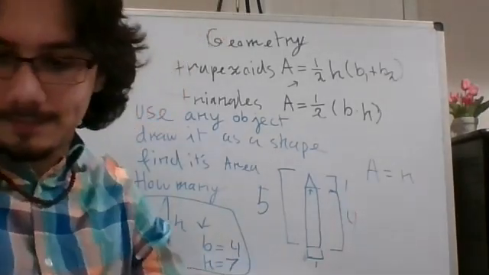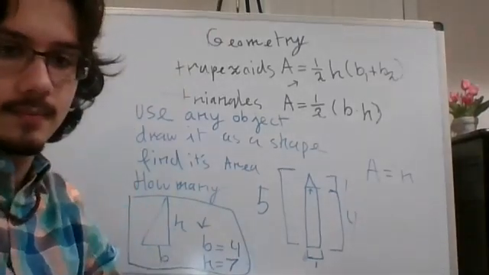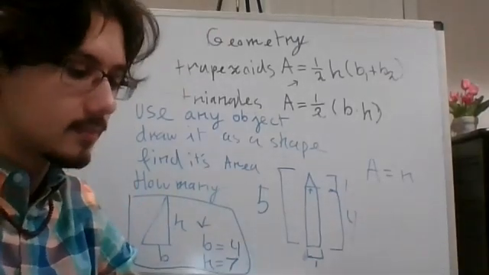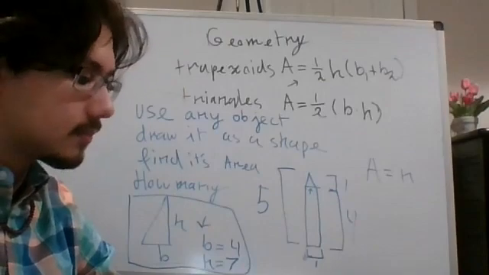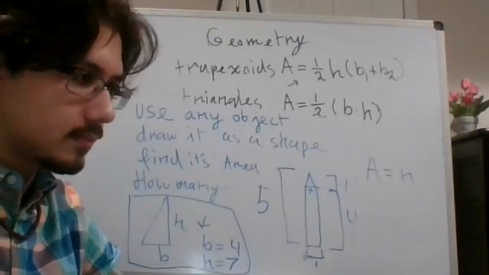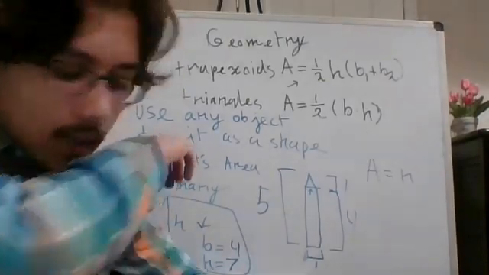Yes, sir. So whatever shape we choose, we have to do the area of the triangle with base 4, height 7, and figure out how many triangles we'll need for our shape. Okay, sir, I understand. Yes.